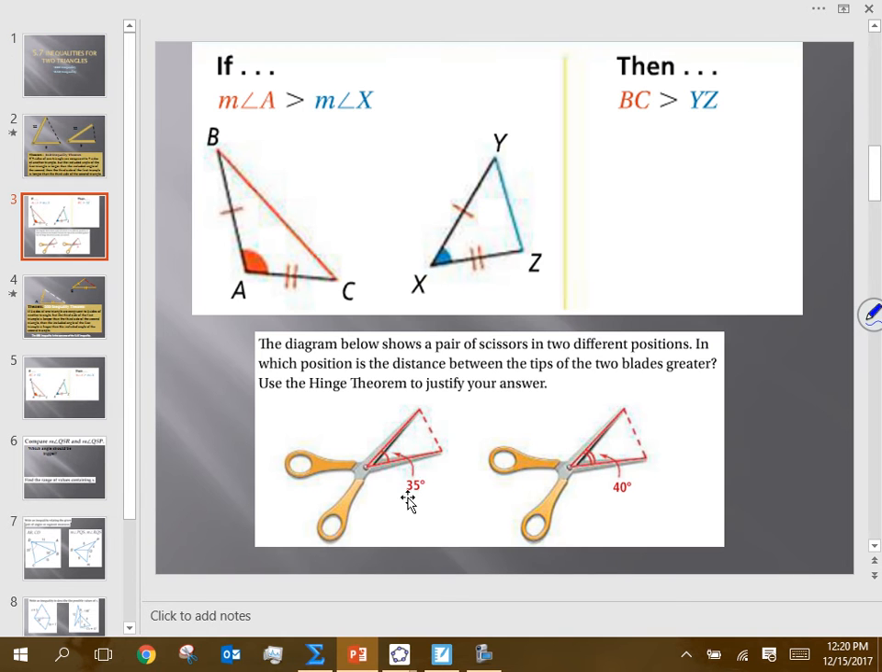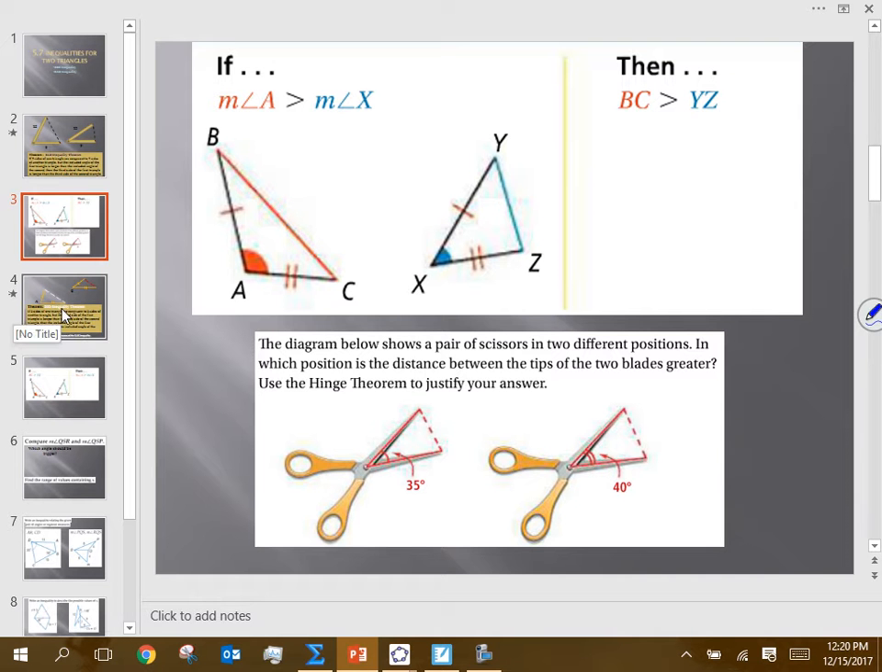Let's see here. Okay, that's all scissors are, right? A pivot point here, you've got a hinge here. Well, the distance between the tips of my scissor here, because that angle is 35 degrees, is smaller than the distance between the tips of my scissor here, because that's 40 degrees, right? So a lot of times this is called the hinge theorem.